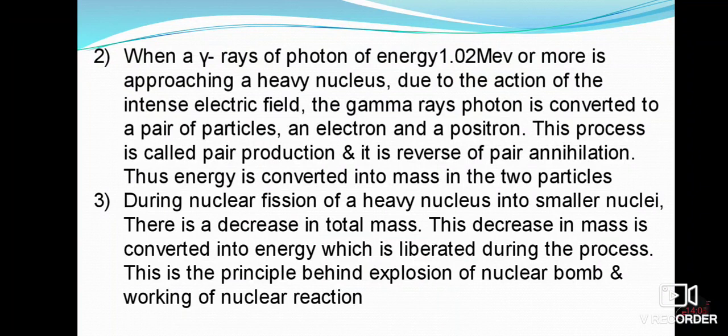That is, in nuclear fission, a heavy nucleus splits up into smaller nuclei. There will be a decrease in the total mass, and this decrease in mass is converted into energy that is liberated during the process. We use this principle in the explosion of a nuclear bomb: whenever the heavy nucleus splits up into smaller nuclei, there is a decrease in total mass, but energy is liberated. A huge amount of energy is released during this process.